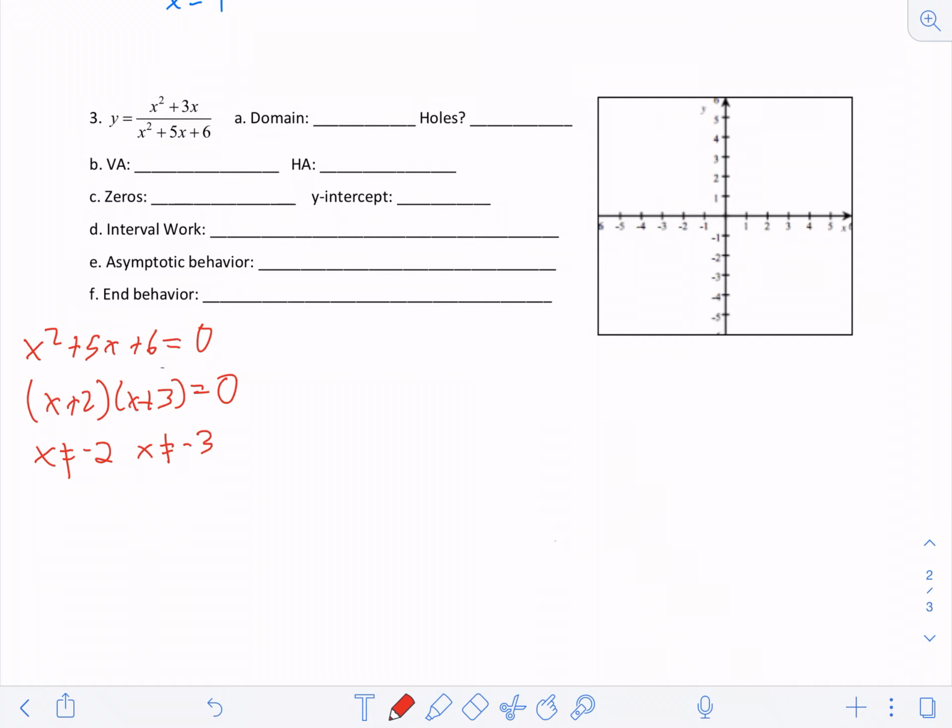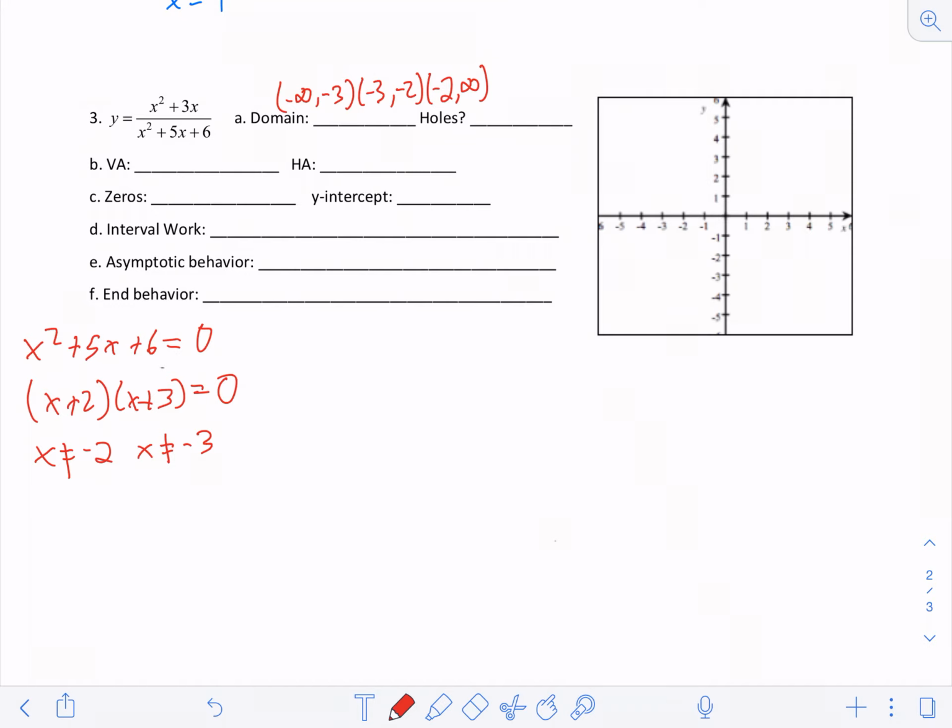negative 2. So since it can't be those values, I'm going to use my interval notation to write my domain out. And I'm going to write it above here because I'm running out of room. It is going to be from negative infinity to negative 3, and then from negative 3 to negative 2, and then from negative 2 to infinity. That's my domain. And again, because it can't be negative 3 and it can't be negative 2.